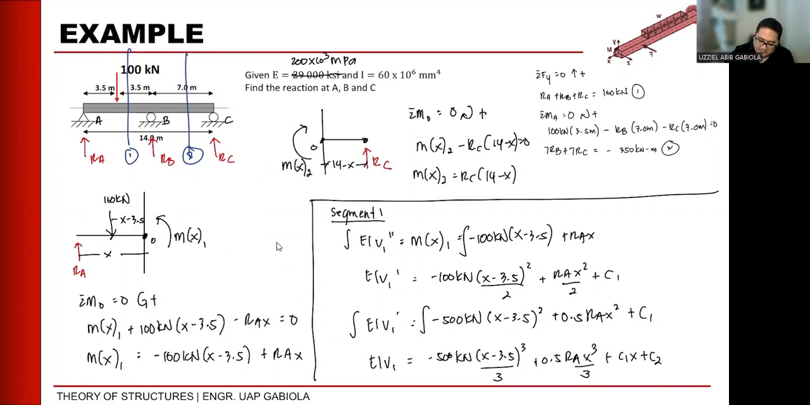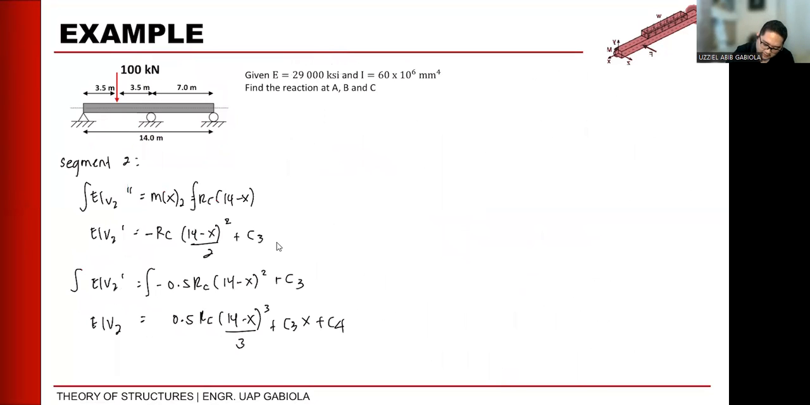Okay? Segment 1, where is it applicable? It is only applicable from 0 less than x less than 7.0. That means it is only valid in this zone. Segment 2 will be from the 7 meter mark up to 14 meters, so segment 2 is from 7 less than x less than 14. Okay? Let's look at our elastic curve.